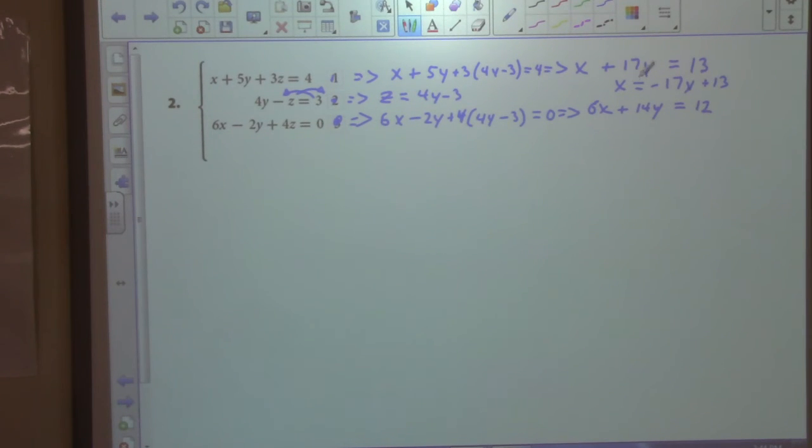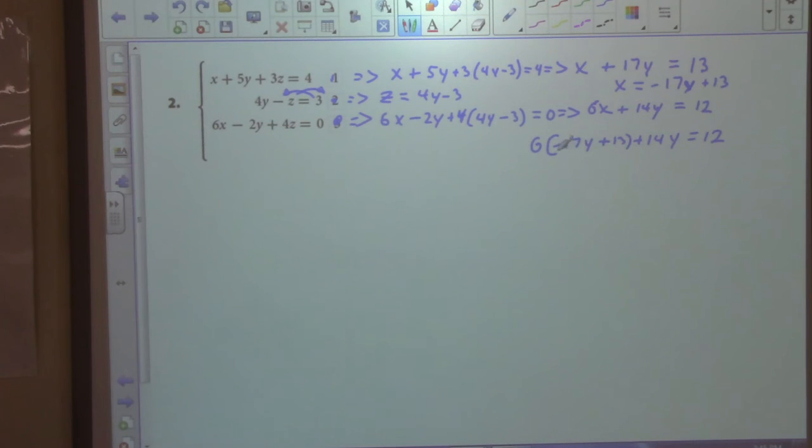And now how could you use this equation here? Replace this x here, right? So we have 6, and in place of x, we put negative 17y plus 13. And then we have this plus 14y, right? And that's going to be equal to 12 on the right side.